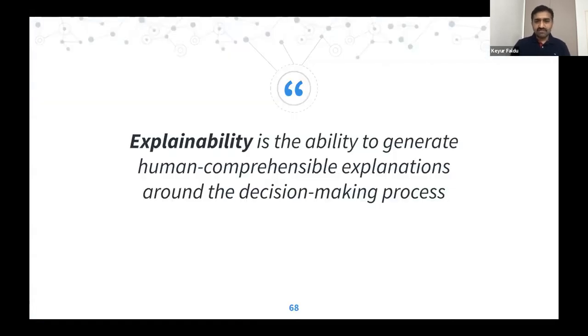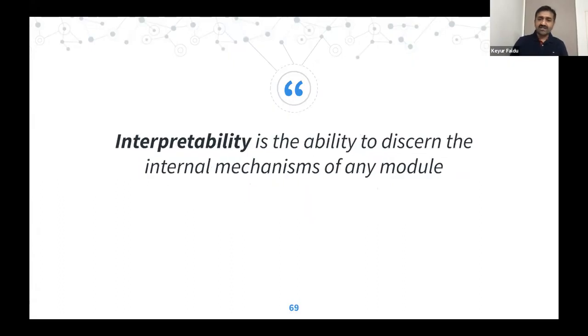There are a bunch of definitions, which are a very intuitive way to define them. Explainability is the ability to generate human-comprehensible explanations around the decision-making process. It is very natural to humans that for any decision we take, or take from someone else, we are keen to know why the decision, what's the explanation beneath. The same applies to a deep learning model. We can't just rely on the predicted outcome. We need an explanation behind that, and that would need interpretability.